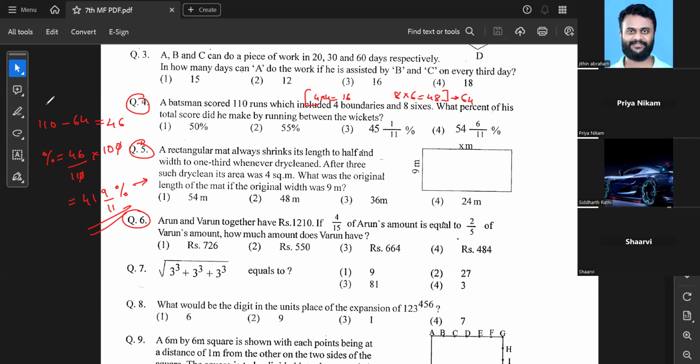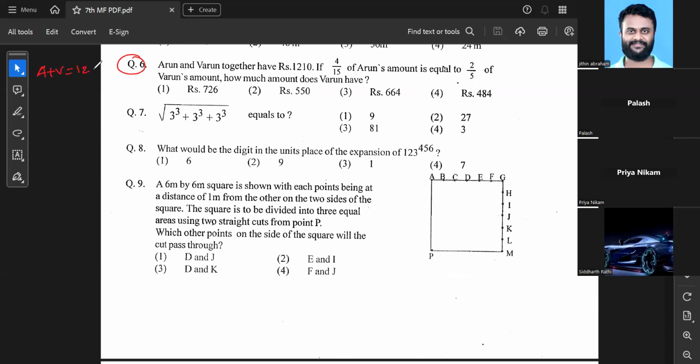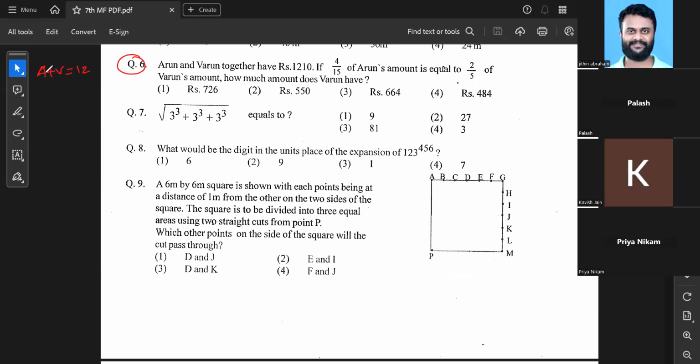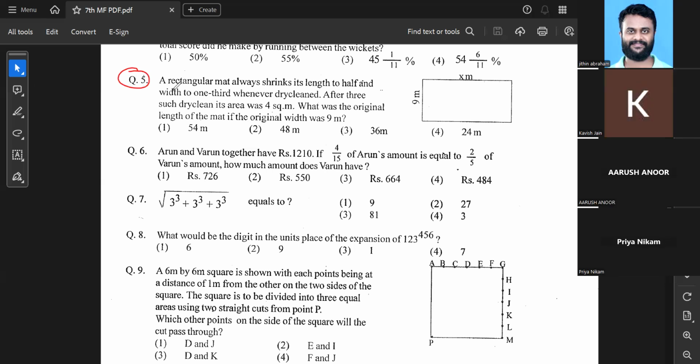Proceeding to the sixth problem, dear children. Arun and Varun together have 1210. Sir, you skipped one question, the fifth one. I'm sorry. Just a minute, let me read it. Oh yeah, my bad. When I checked the answer key, the fifth one was written as a wrong question. Okay, sir, noted.